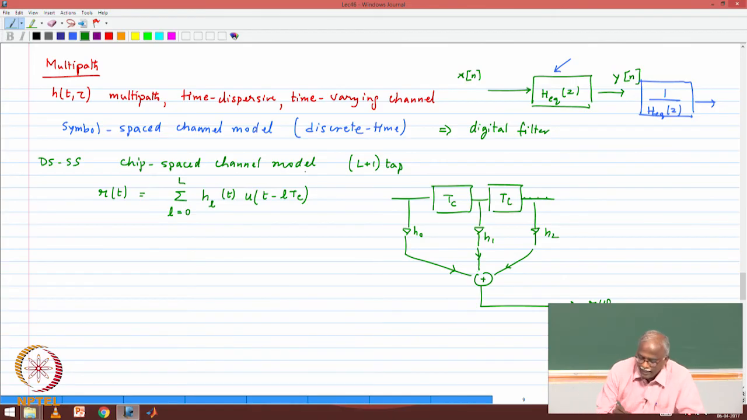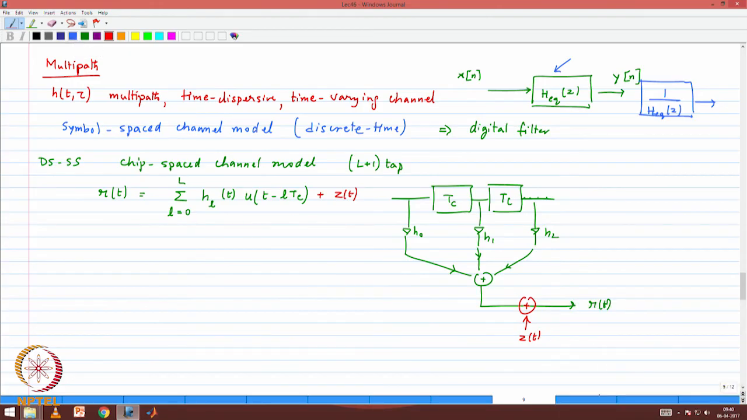So we will add that also, plus Z of T, that's my noise term. Okay, that's the equivalent channel model that we have. Let me just take one moment to write this in expanded form, and it actually is helpful for us to look at that in expanded form.